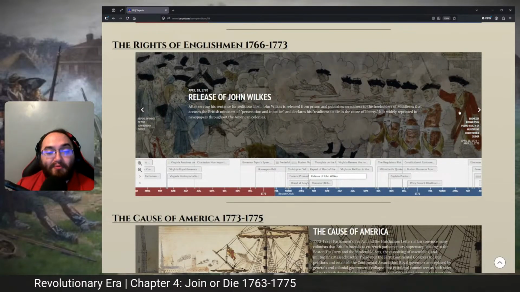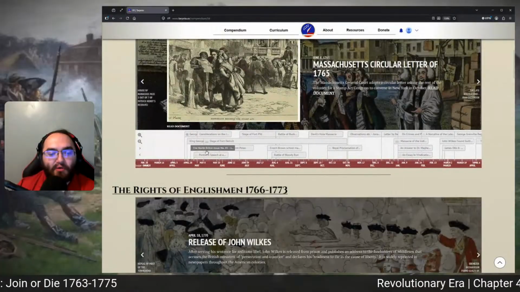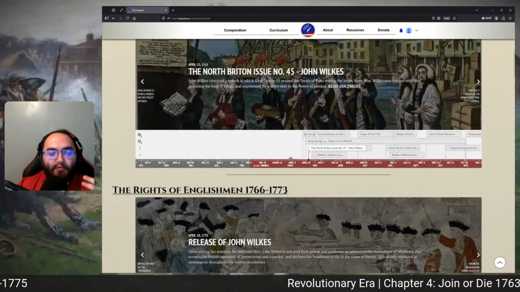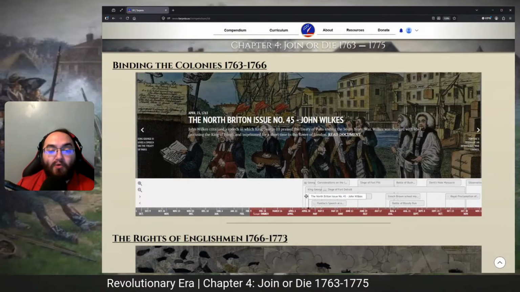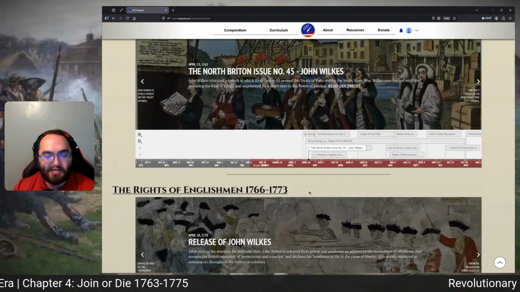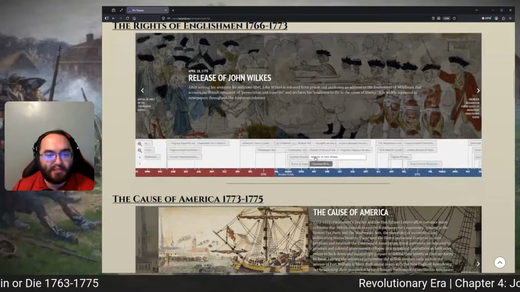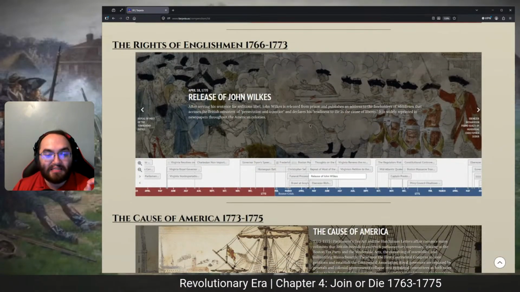But at the same time, you have the release of John Wilkes. Remember from the previous section, John Wilkes will be one of the very early people, he's a member of Parliament, who gets arrested for libel. So it's a freedom of speech issue. And he gets released in 1770 after serving a sentence for seditious libel.